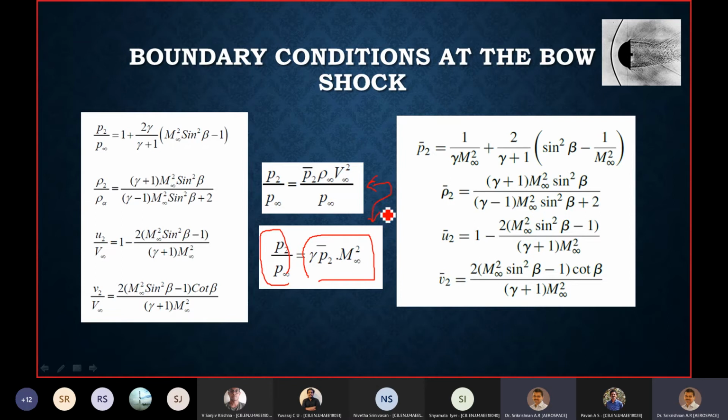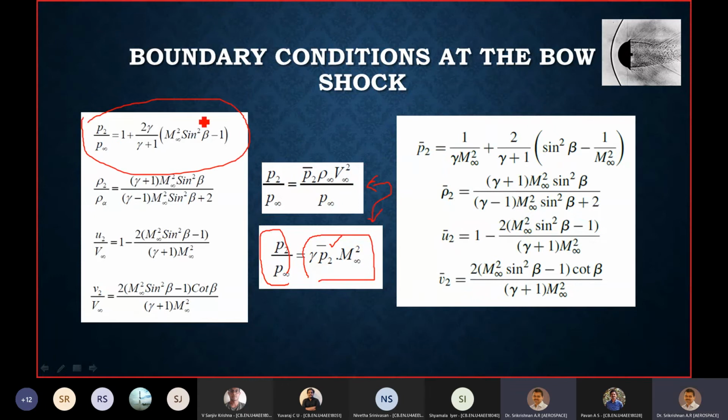So it can also be written in terms of P bar. P bar is the non-dimensionalized form for pressure, with the division by rho V infinity squared, etc. Okay, so now look at these relations.